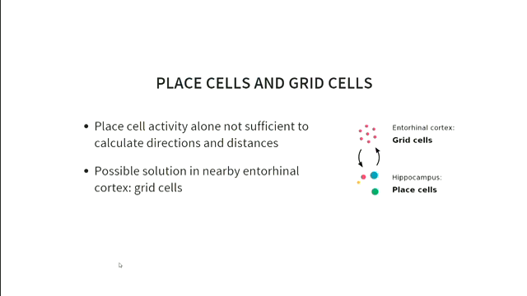So we see that place cell activity alone is not sufficient if you want to be able to calculate distances and directions to arbitrary goal locations. But in the nearby area of the brain known as the entorhinal cortex, we find a possible solution in a type of cells known as grid cells.